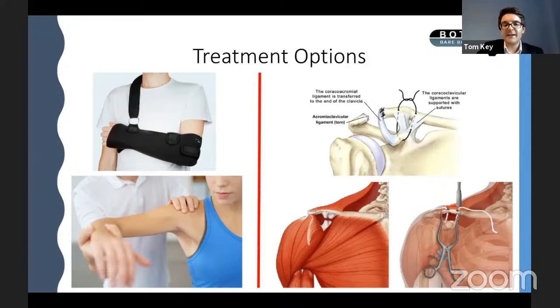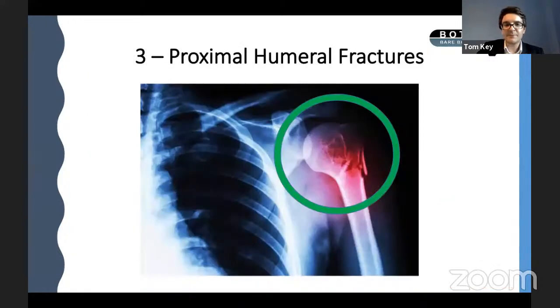More commonly, newer techniques involved in AC joint reconstruction involve open reduction of the AC joint and stabilization with constructs such as a Lars ligament.